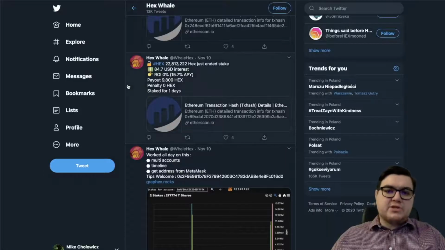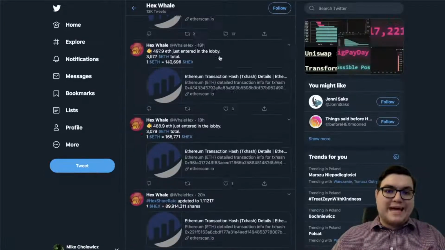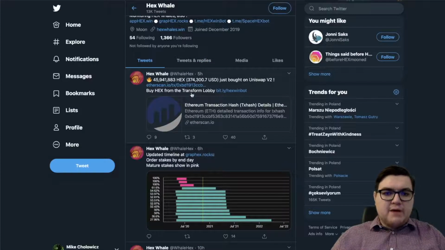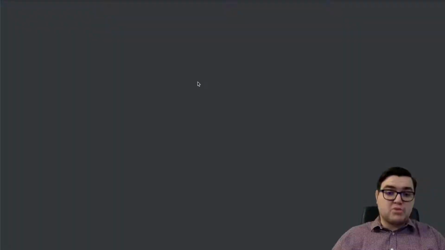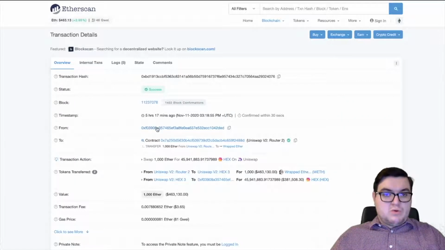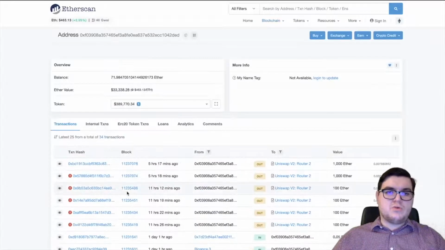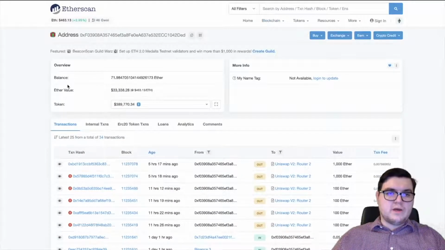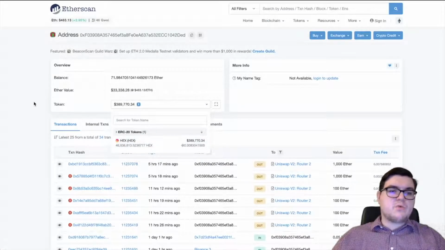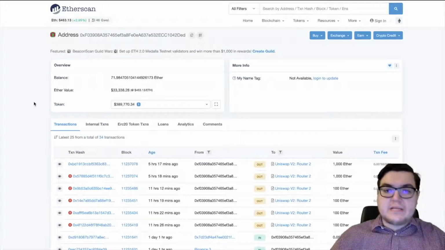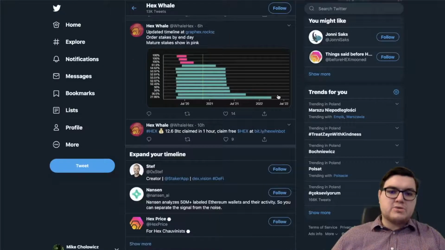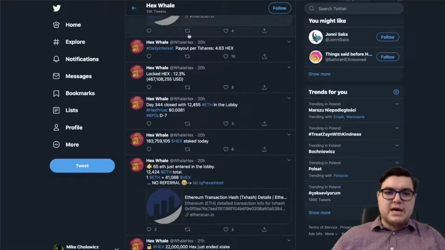For Hex specifically, just as there is a whale alert, there's also a Hex whale, which tells us, hey, 5 hours ago, around $374,300 of Hex was just purchased. So we're able to click it. We're able to see from where it came, a total of 34 transactions, and the total token value of this wallet. Here we have an Ether value of 33,000, a total token value with Hex in here, $389,770. So if you wanted specifically for Hex, you're able to scroll through and you're able to see, hey, every single day there are some Hex whales.